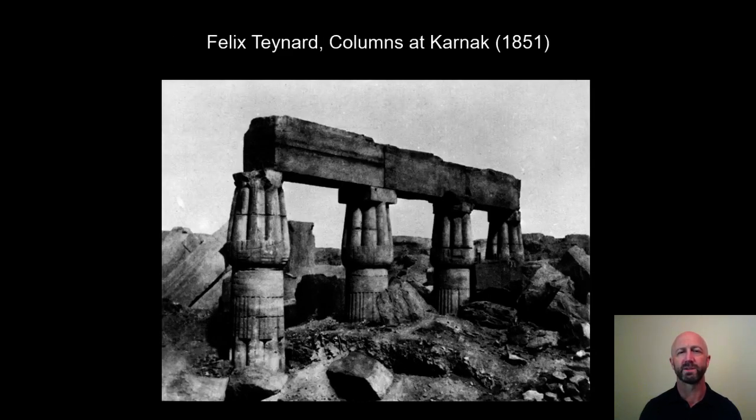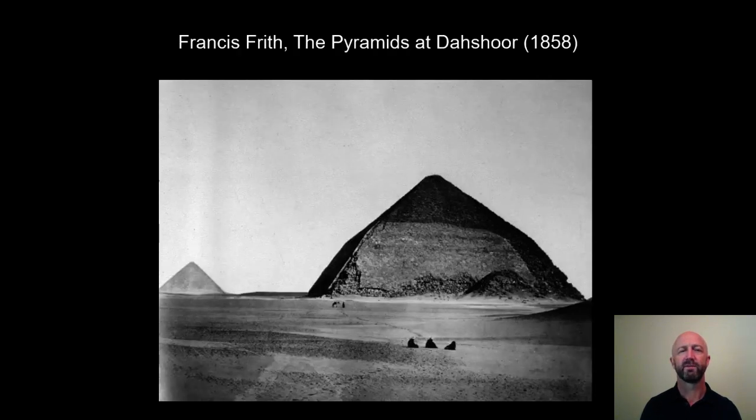Felix Thénard was another who would show you Egypt, which was all the craze in the middle of the 19th century, after all, the columns at Karnak here. Or Francis Frith's The Pyramids at Dashur, 1858. Again, scenes of the world that you had heard about, that painters and engravers had reproduced, but the photographic detail could make you feel like you were actually there.